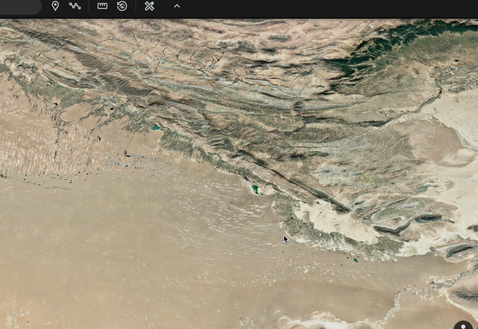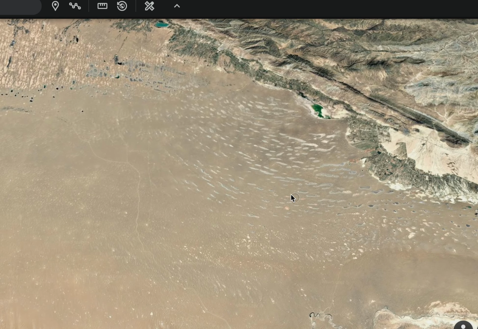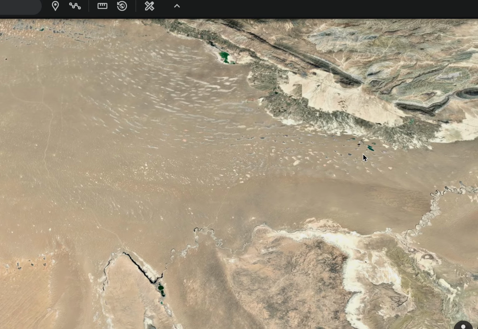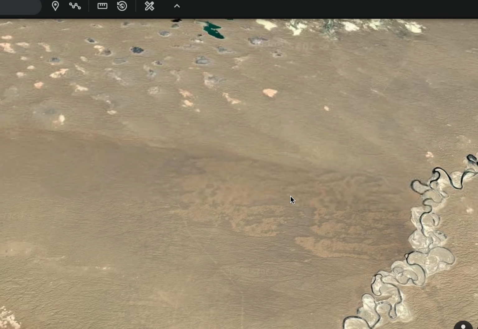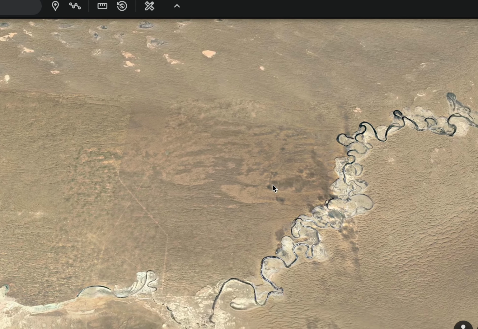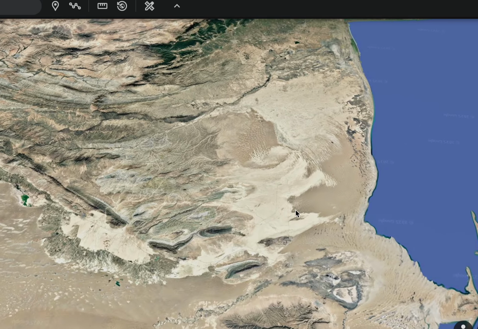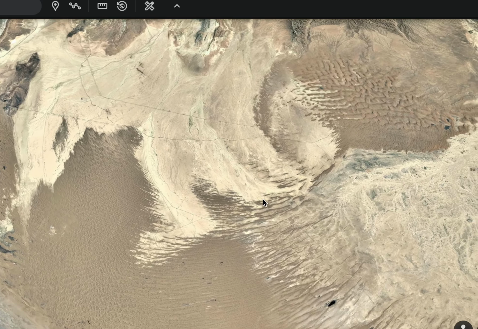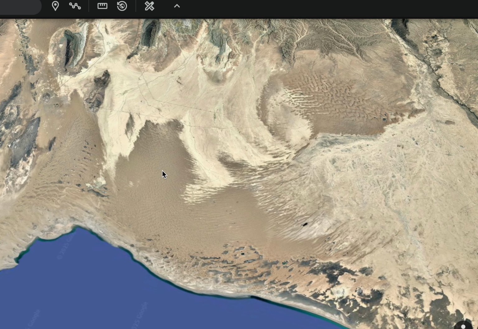Okay, so we get a nice indication of a nice sweeping current here. Then we get some nice sediment lobes here. But let's go to the Turkmenistan swirl, because that's just the spot. Boom.